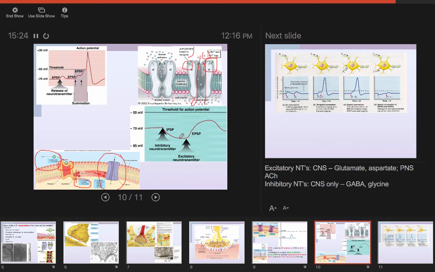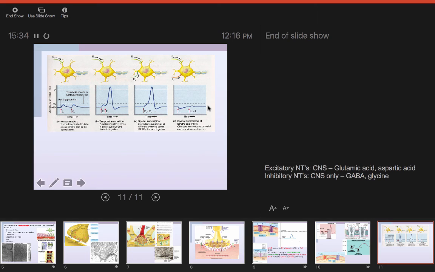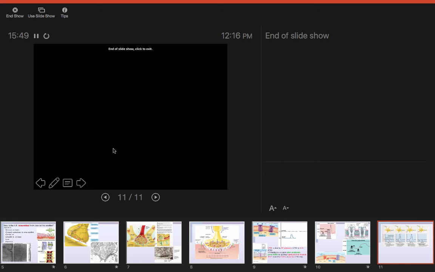Again, look, we're further away from threshold now than we were before, and so it's going to take a larger EPSP in order to reach threshold and get an action potential. This diagram also shows how both EPSPs and IPSPs can add together and either create or not create an action potential. And that brings us to the end of this particular slide, this video.